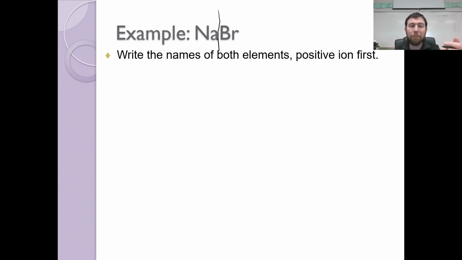So we're going to write the names of both the elements. Now, in the formula we see NaBr, we have a metal and a non-metal, so we know this is ionic. So we're going to say, okay, Na, that's sodium, and then we have Br, which is bromine, right? So that was our first step. We simply wrote the names of both of the elements with the positive ion coming first. So we have sodium bromine. That's step one.